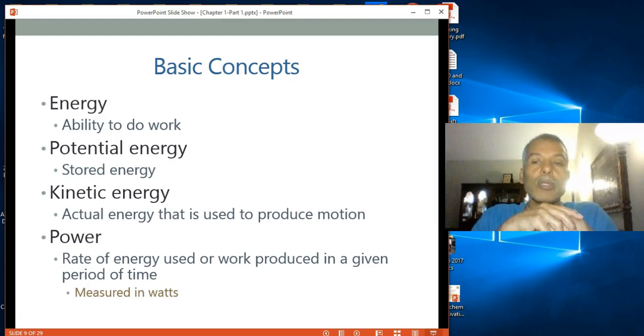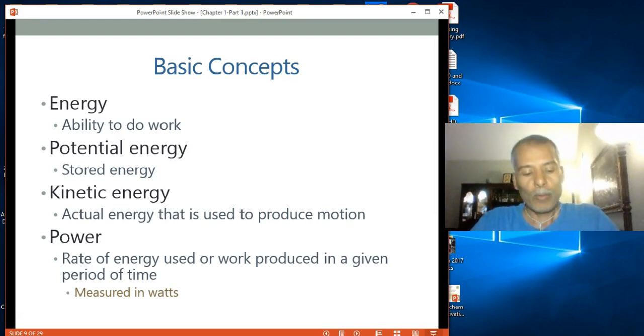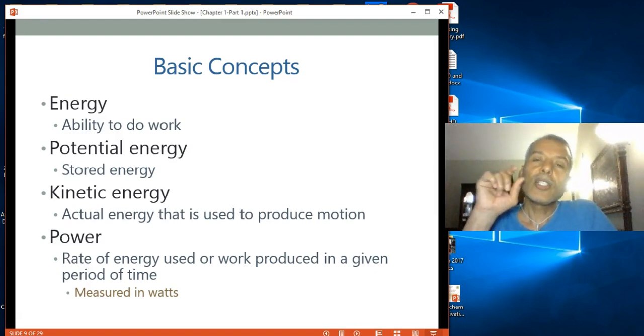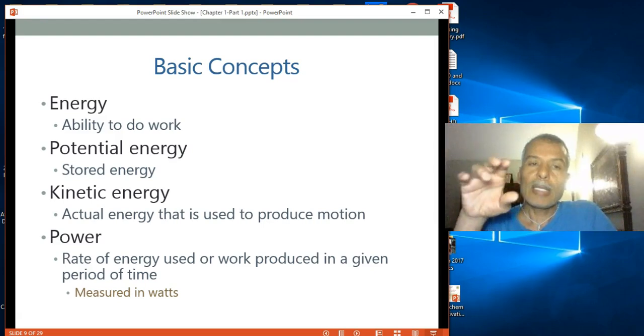Additional concepts include energy, and energy means the ability to do work. It doesn't mean that you are using it. For example, when you say fuel, wind energy, or solar energy, or fossil fuels, all of these are forms of energy. Potential energy is the energy that you or an object has, but it is not being used at the moment.